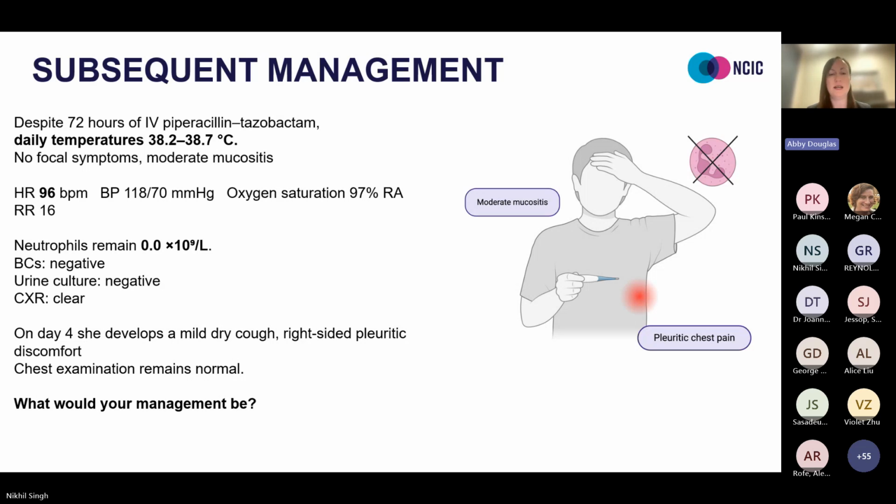Now, she starts to develop a dry cough and some pain in the right side of her chest, but she examines normally on chest examination. And so the questions are, what do you do as far as investigation and management at this point?